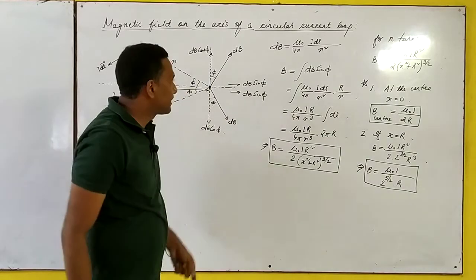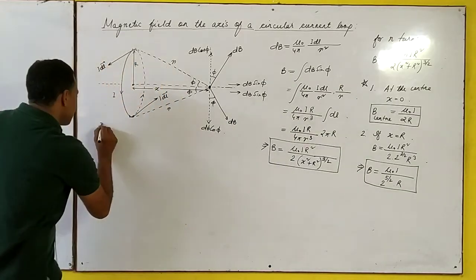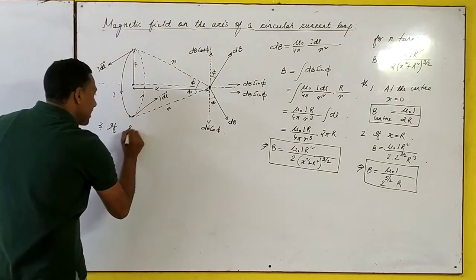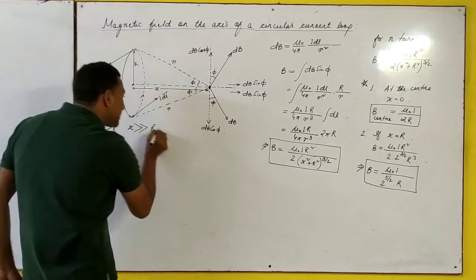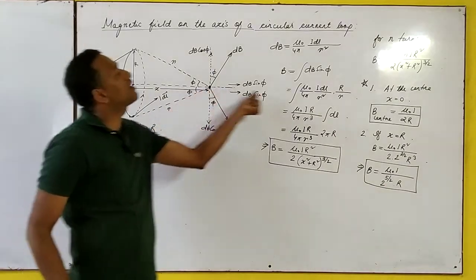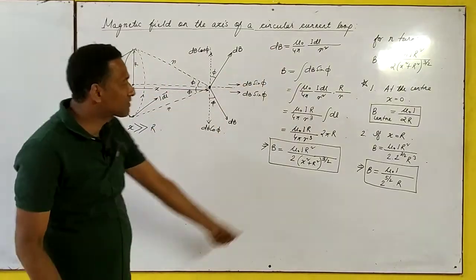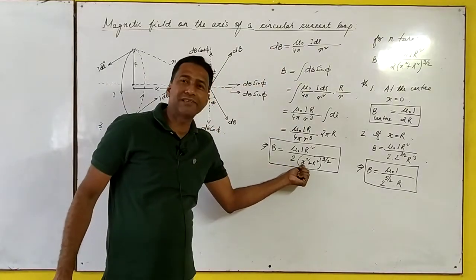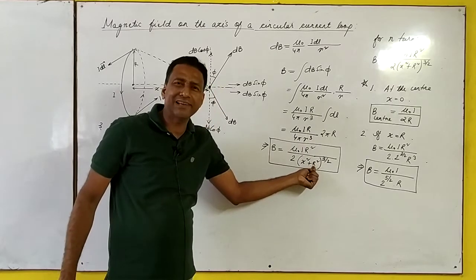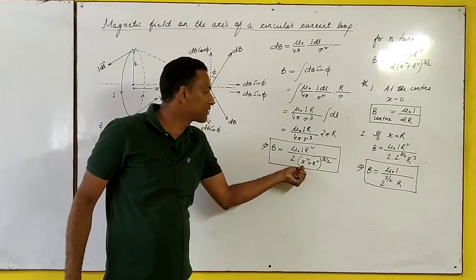Okay. And finally one more situation let us discuss. Number 3. If x is much greater than capital R, that means the point is far away from the coil. If it is so, then in comparison to this x, this r can be neglected because r is so small as compared to x square.